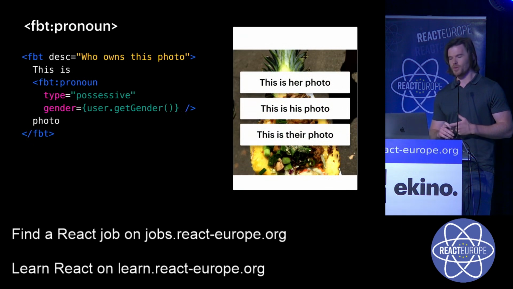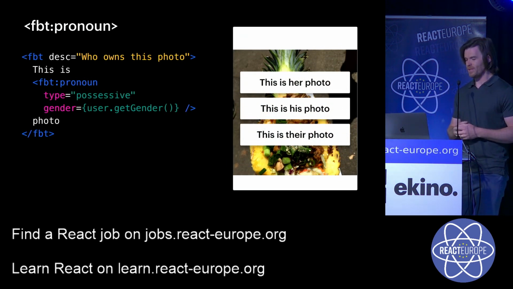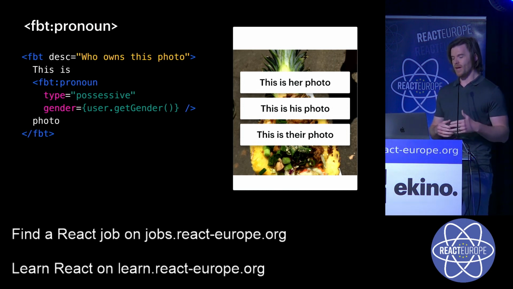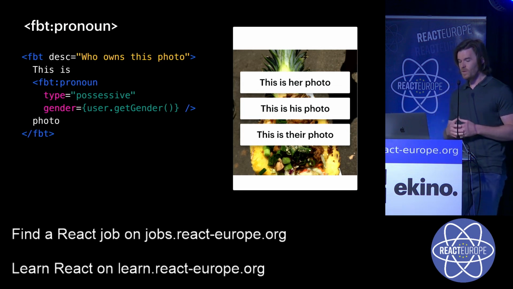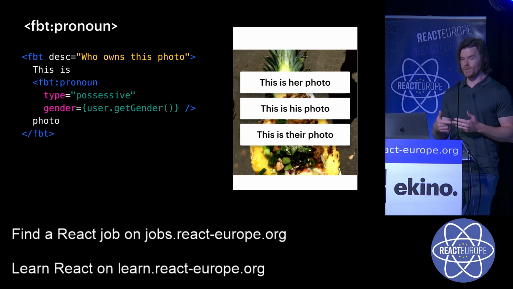And another gender construct we have is FBT pronoun, which offers a convenient way to generate text that would otherwise be pretty tedious to write, and that also deals with gender multiplexing in a sort of different way. The author can decide between 4 different cases: object, possessive, reflexive, and subject. And when passed the gender at runtime, the correct branch is selected from the runtime table. So in this case, we're generating 3 different sentences that are picked at runtime. This is her photo, this is his photo, and this is their photo.